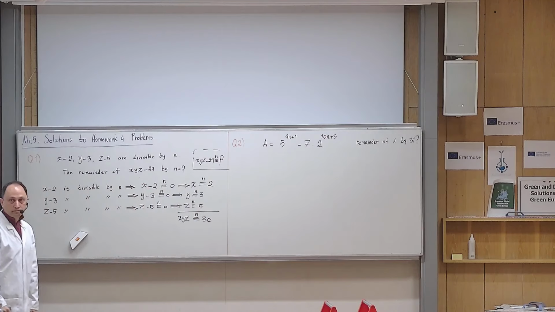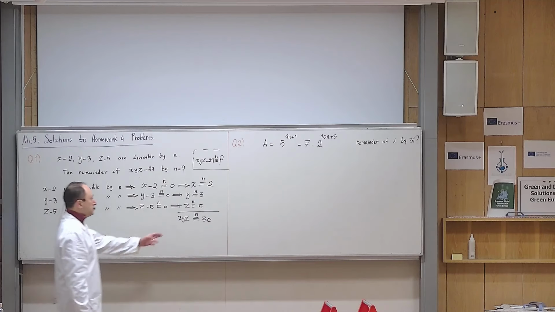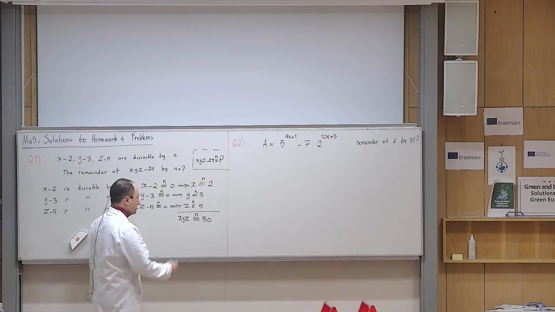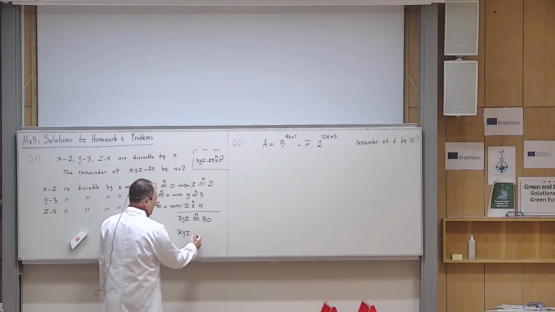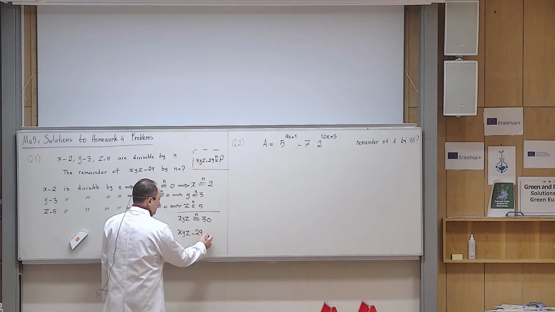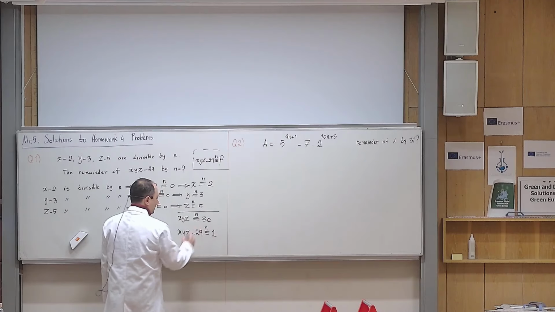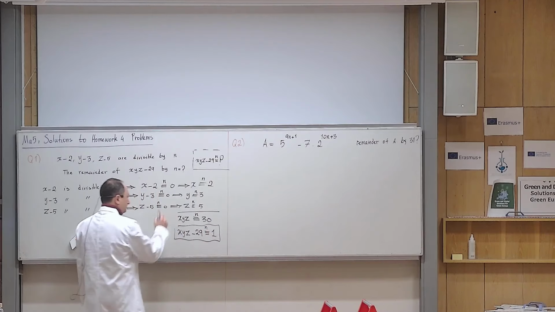Yes? But which combination am I interested in? I am interested in x, y, z minus 29. So it motivates me to subtract 29 from both sides, yes? And this becomes 1. And that is the answer that we are looking for.